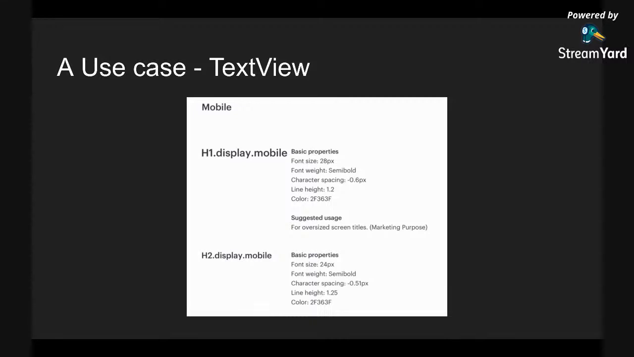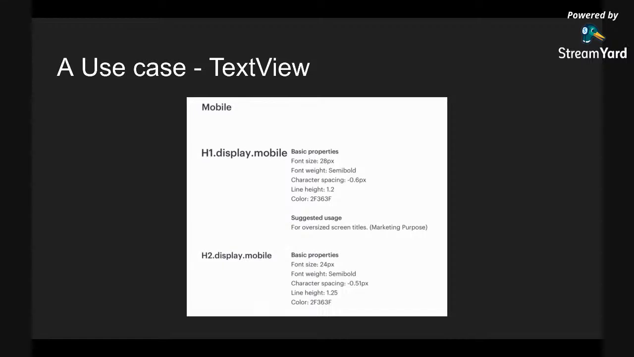So both the examples are related to style guides. The first style guide we'll be looking at is TextView. If you take a look at the image, you will see that there are 2 different types mentioned. One is H1 display mobile, H2 display mobile, and there are many more like H3. There could be caption. There are many such types. And each type has a set of properties that will be applied for that type.